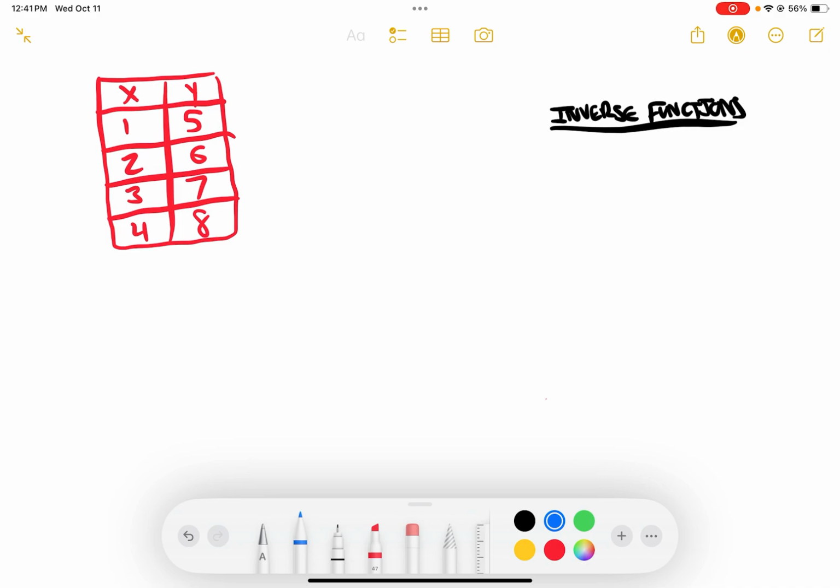Now in a function, I put in the input, and that corresponds to some output after I apply some rule to it. So hopefully you figured out that we're taking the input and adding 4 to it. So 1 plus 4 is 5. The input of 1 results in the output of 5. But you didn't come here to find out what a regular function does. You came here to find out what an inverse function does.